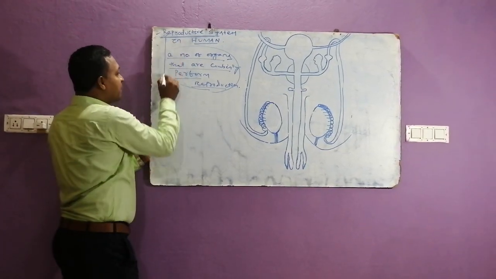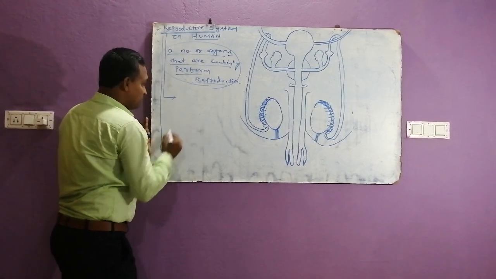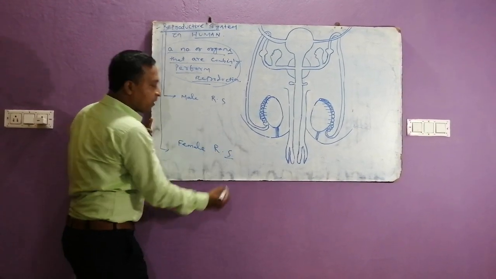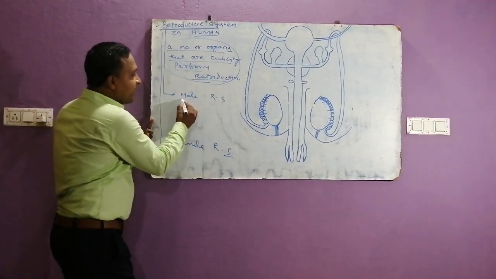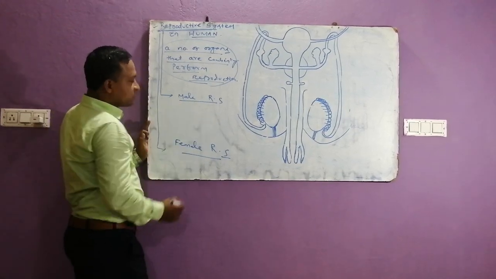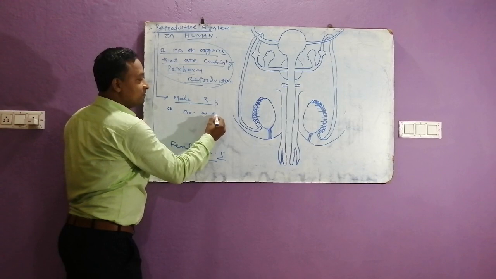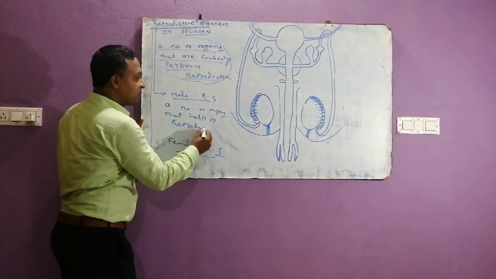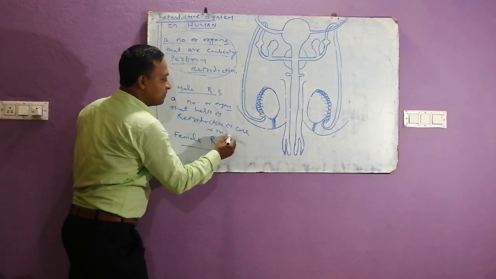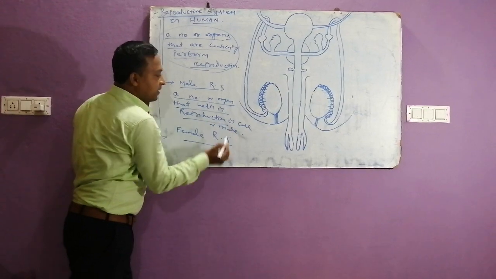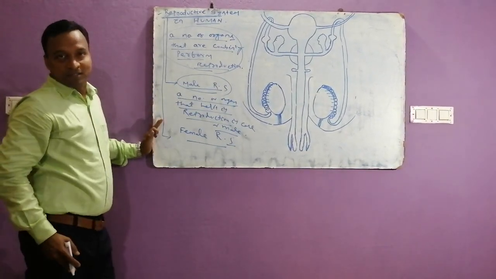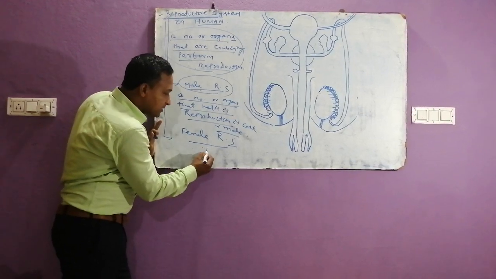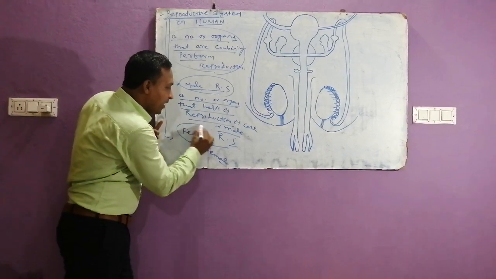This reproductive system is of two types. One is called male reproductive system, and the second one is called female reproductive system. The male reproductive system includes a number of organs that help in reproduction in case of male. And when a number of sex organs help in reproduction in case of female, we can call that female reproductive system.